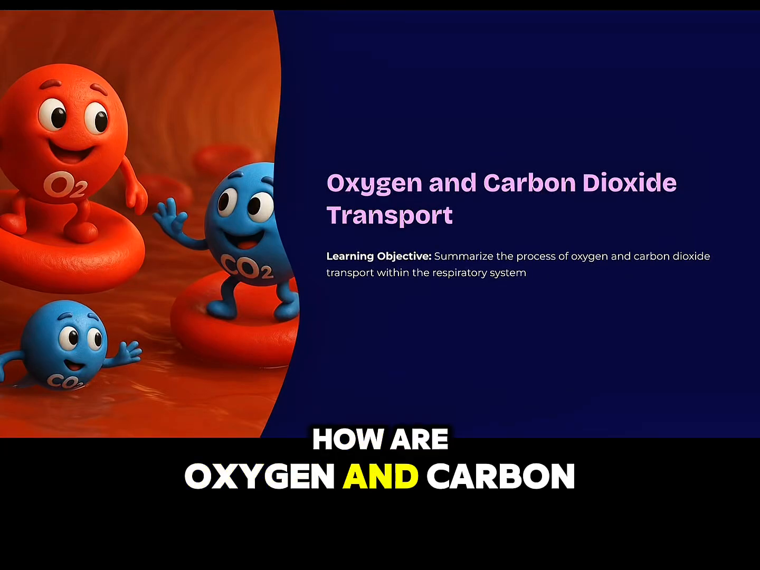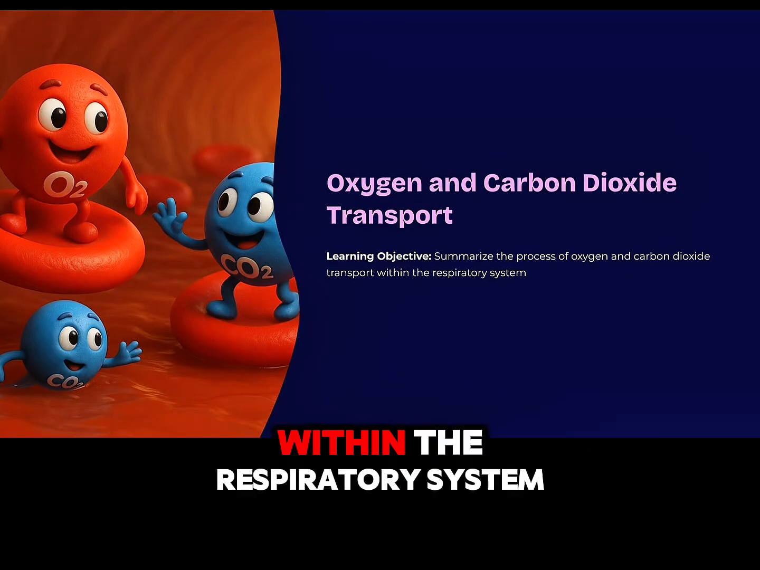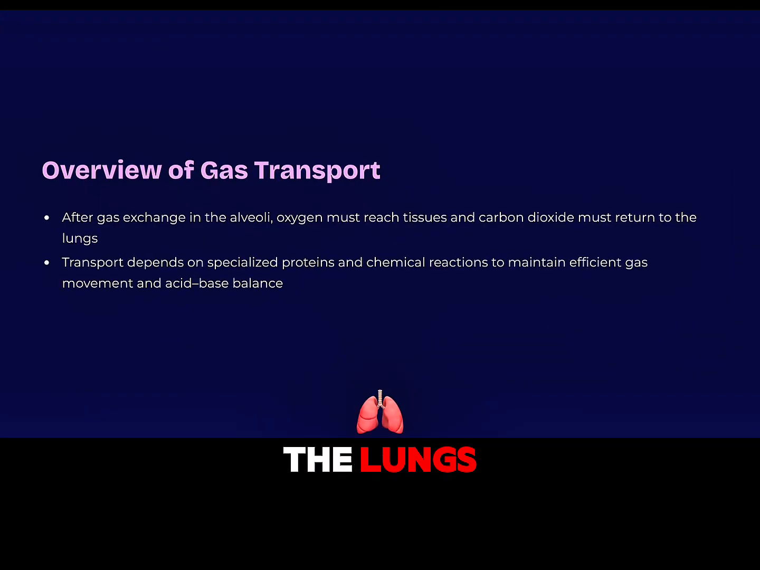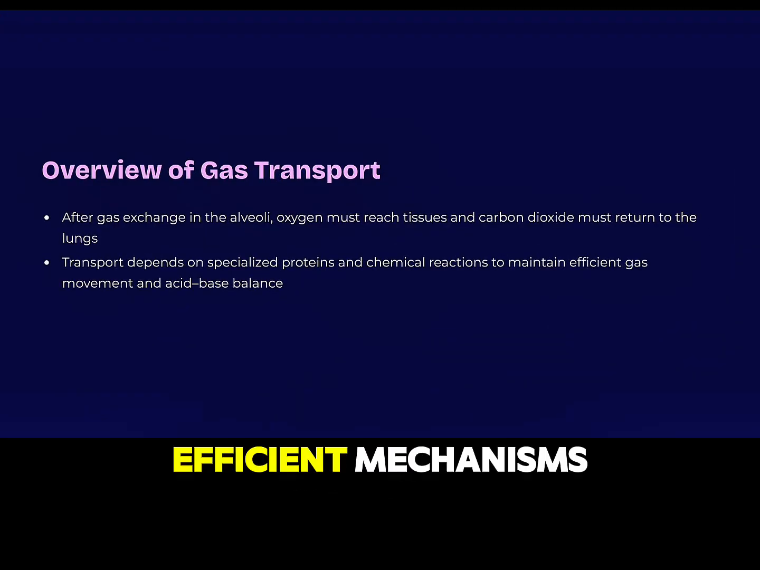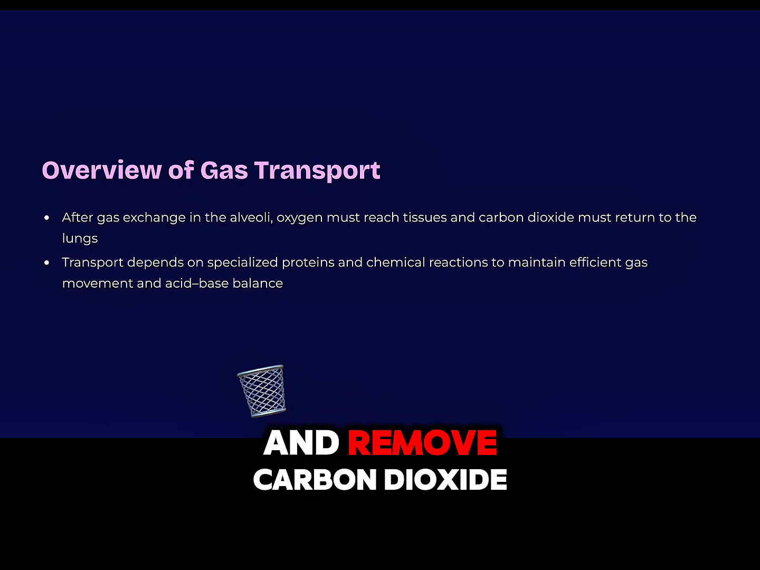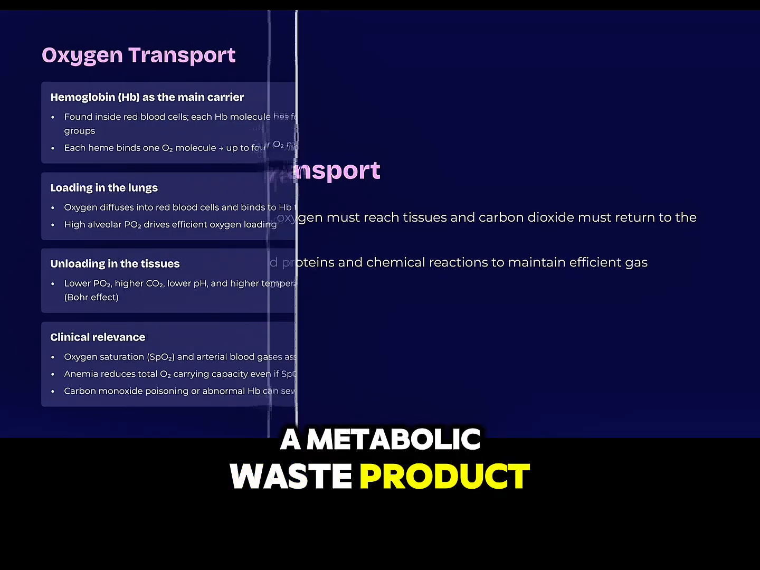How are oxygen and carbon dioxide transported within the respiratory system? After gas exchange in the lungs, the body relies on efficient mechanisms to transport oxygen to the tissues and remove carbon dioxide, a metabolic waste product.